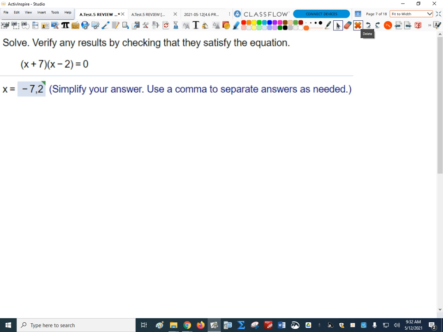So this is a question where they've already done the work for you, essentially, right? They've already factored it. Now all you have to do is just set the factors equal to 0. Yes, sir. Yeah.